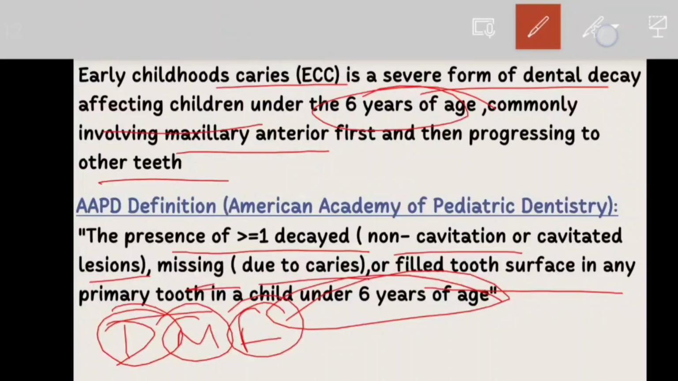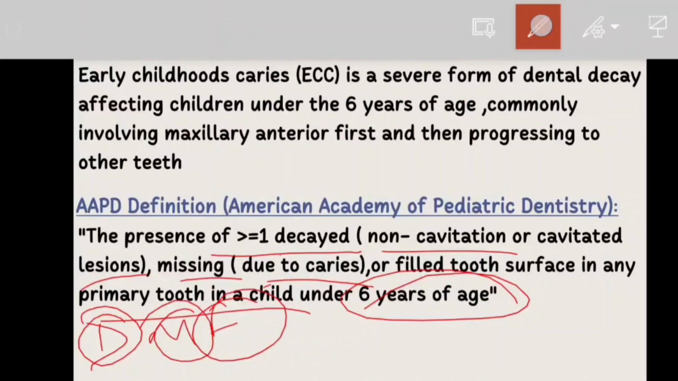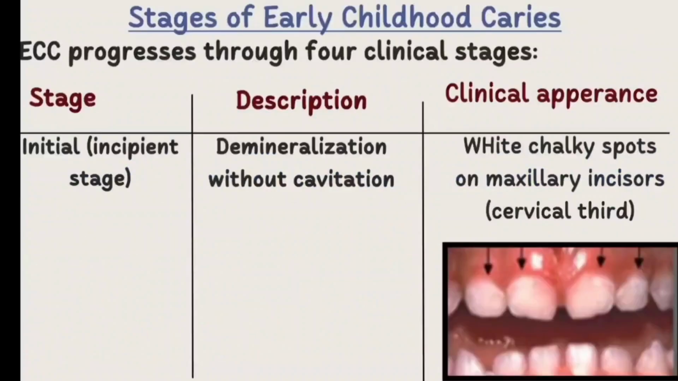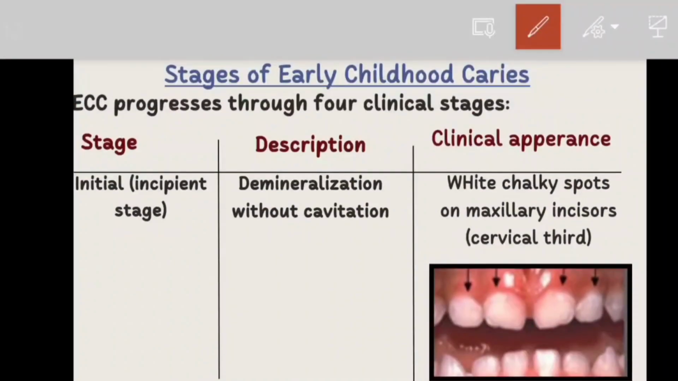A quick question: does a single decayed primary tooth in a 4-year-old child qualify as early childhood caries? The answer is yes. Now let's see the stages of early childhood caries. Early childhood caries progresses through 4 clinical stages.